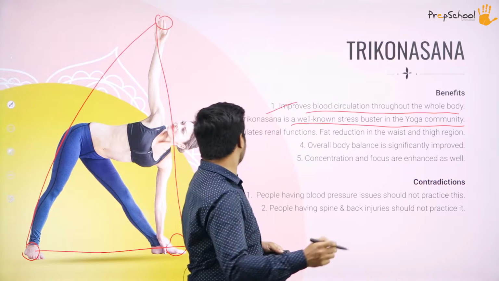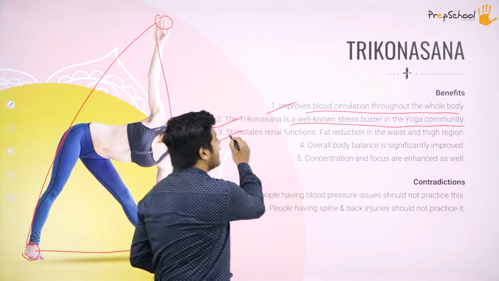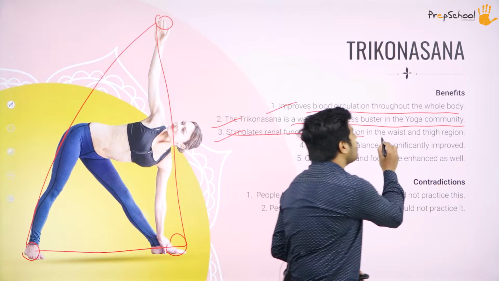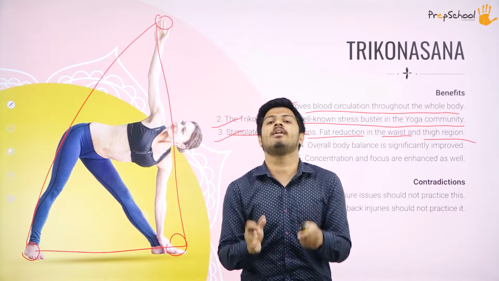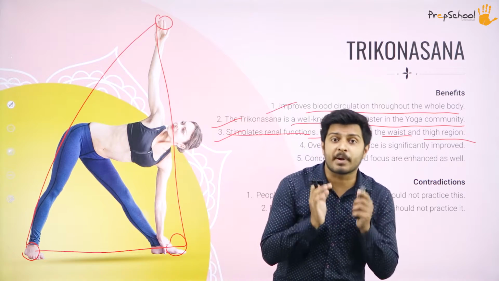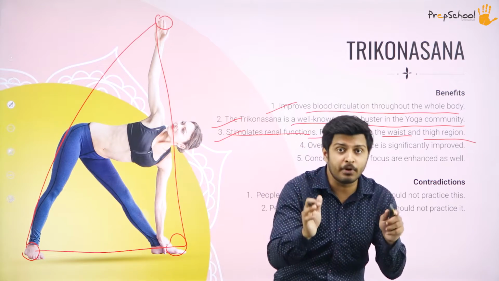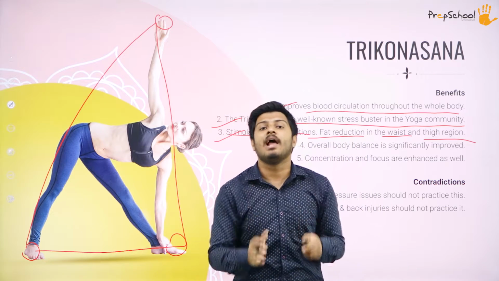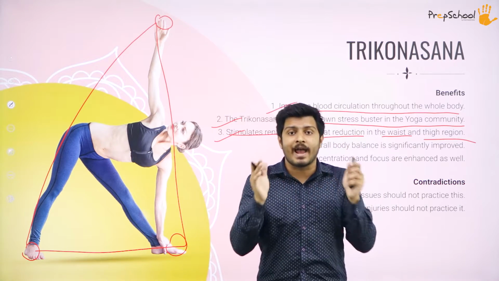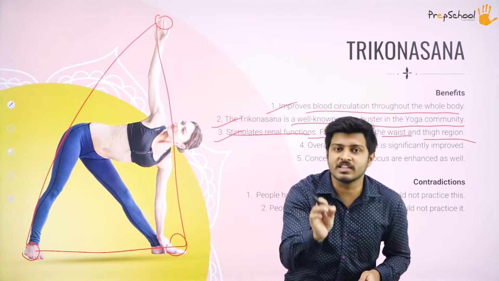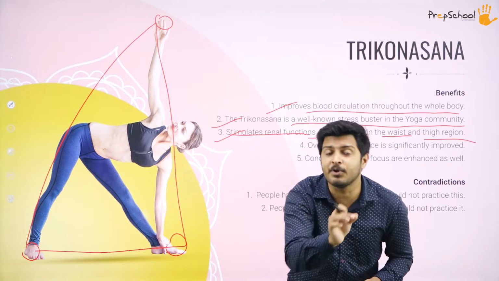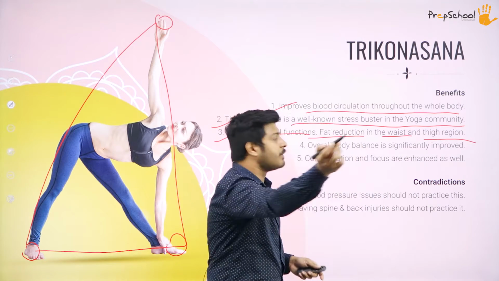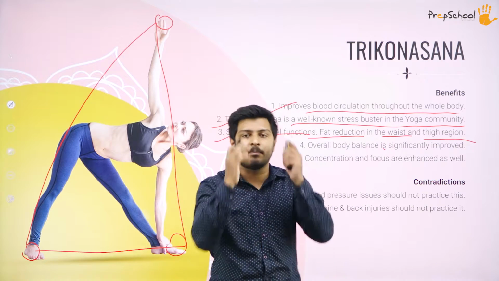Okay. Now moving on to next, we have third, that is it stimulates renal functions. It helps you with fat reduction, and near which area? Near your waist and thigh region. Basically here they have mentioned, like I said, some asanas will target some particular part of the body and some other asanas will help you with overall fat reduction of your body. Now looking into this particular asana, it will help you to reduce fat near your waist and thigh region. So keep this in mind. Note this particularly, Trikonasana will help you to reduce weight or fat around your thigh and which part? Thigh and waist part of your body. Please keep that in mind.